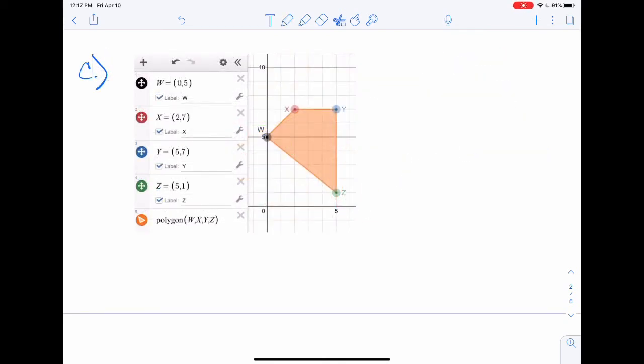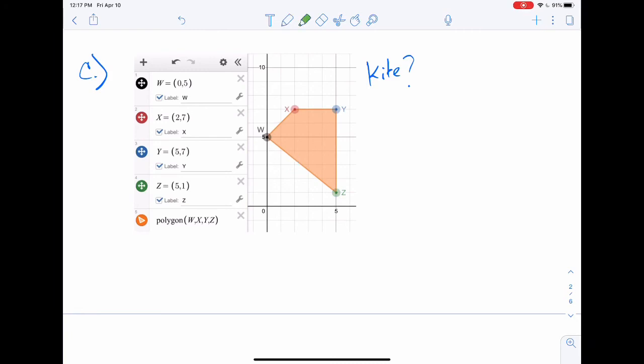So here we have the shape formed by the 4 points in letter C. It appears to be a kite. But is it? In order to be a kite, we would have to prove the definition of a kite, which is having two distinct pairs of consecutive congruent sides. Distinct meaning two separate pairs. If all four were congruent, it would be a rhombus. And so they have to have two different pairs of consecutive congruent sides. Well, it looks like they are, but how can we know?